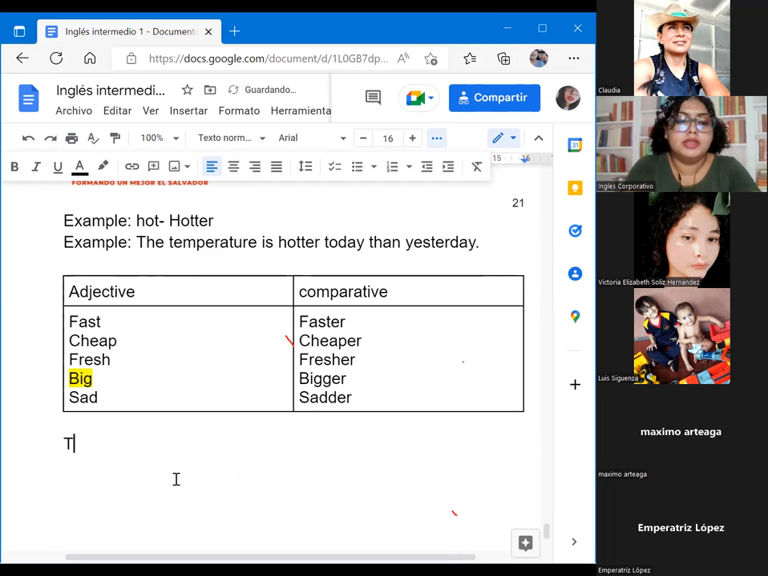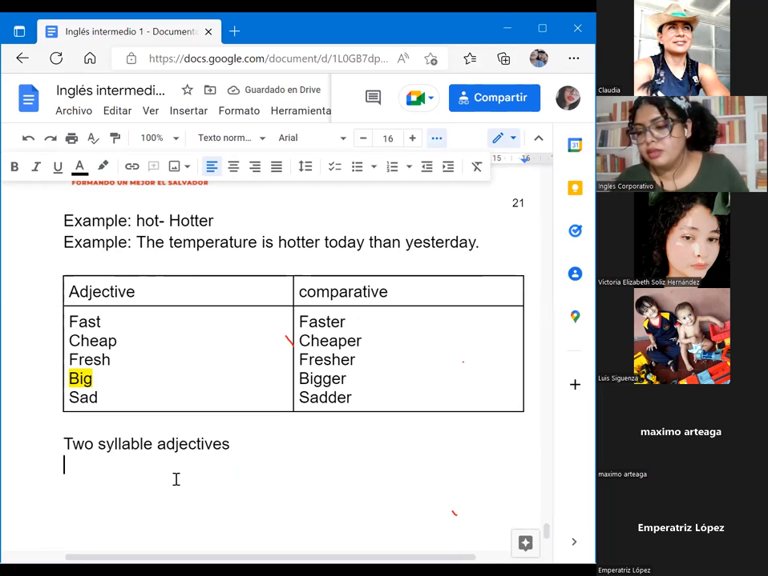Then we have two syllable adjectives. Son los que tienen dos sílabas. They are kind of longer than the others, but not very, very long. For comparative adjectives, the suffix ER will be added, or it will be preceded by more. Okay, in this case, we are going to have the same structure. We are going to write ER at the end, or we are going to use more at the beginning. Vamos a utilizar solo la ER al final, o vamos a utilizar more cuando la palabra sea un poco más larga. Y en el caso de que tengamos Y en el final, lo vamos a transformar en una I. Pero vamos a ver los ejemplos.